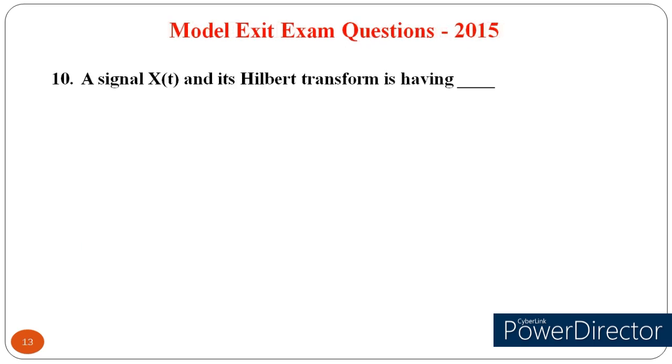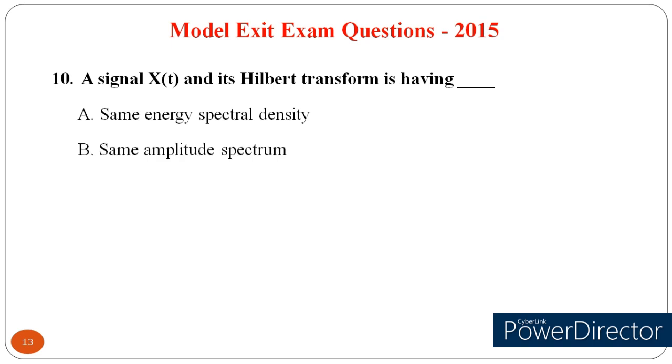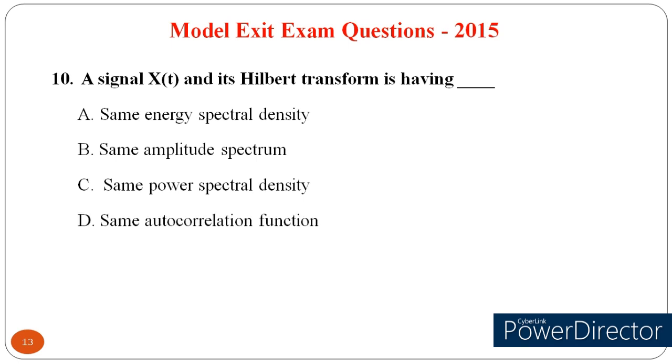Question 10: A signal x of t and its Hilbert transform is having: A, the same energy spectral density; B, the same amplitude spectrum; C, the same power spectral density; D, the same autocorrelation function.